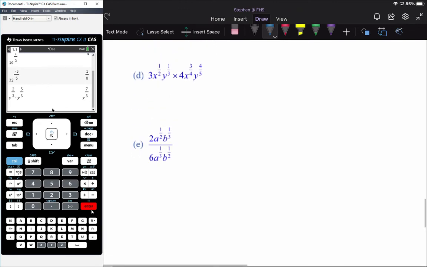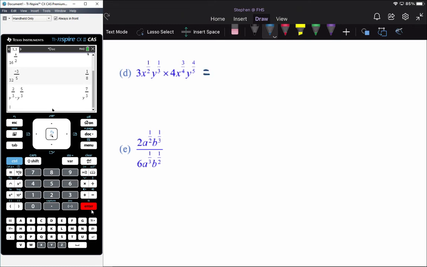So part D, we have 3x to the half, y to the third, multiplied by 4 to the x 3/4, and times y to the 4/5. Okay, again, this time we have multiplication. So let's multiply the numbers first. 3 times 4, that is 12.